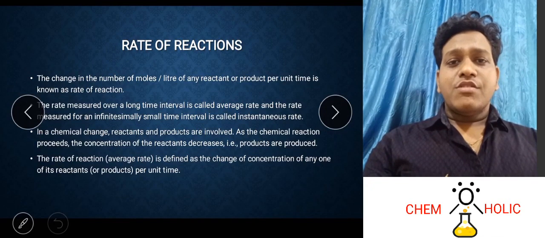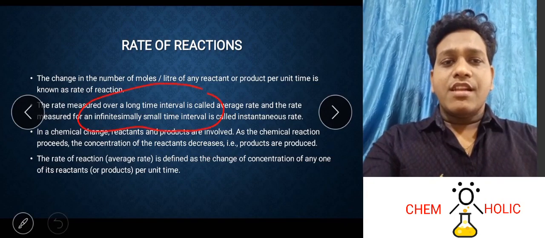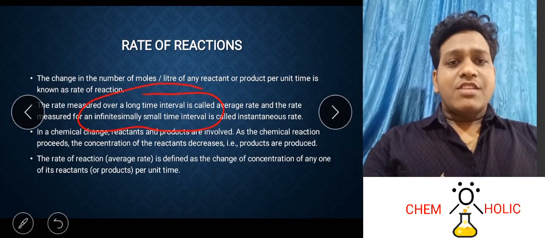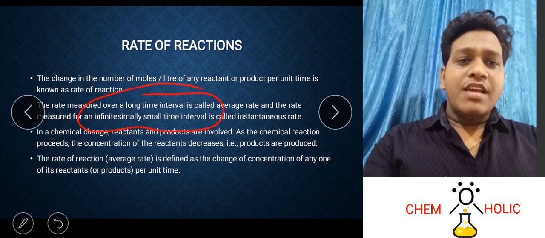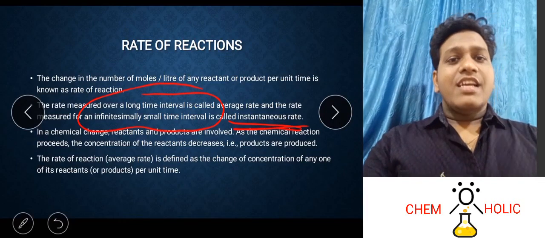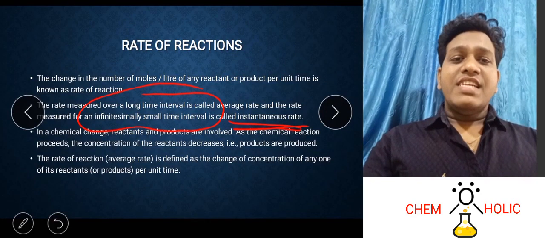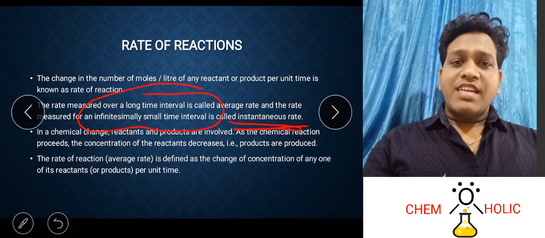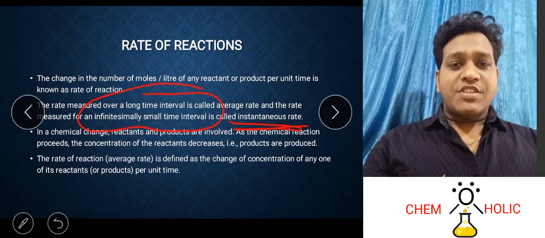You need to keep in mind that the average rate is the one measured over a long interval of time. And the rate measured in an infinitesimally small interval of time is called the instantaneous rate. So the instantaneous rate is measured for a very small time interval, or an infinite number of steps.